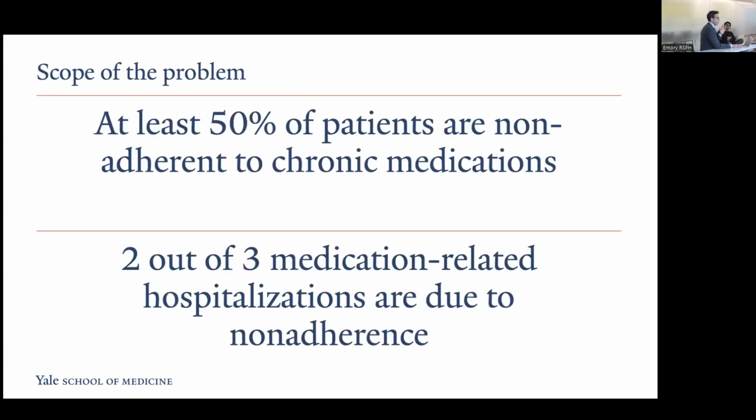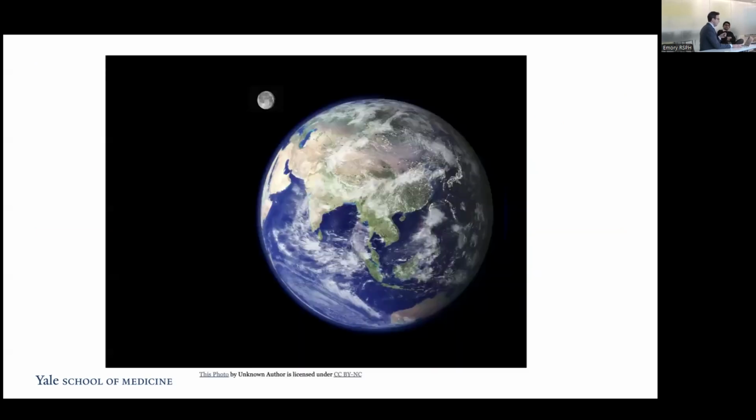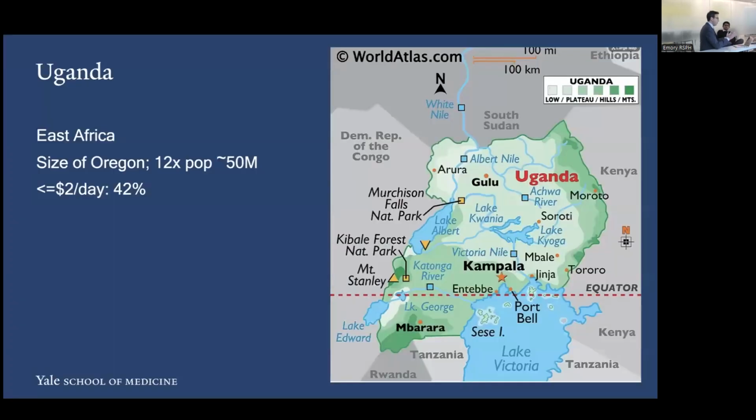So the scope of the problem is great. At least 50% of patients in the United States are non-adherent to chronic medications. 2 out of 3 medication-related hospitalizations are due to non-adherence. But again, I want to try to take a global perspective. And so I'm going to shift, and we'll sort of go back and forth for the next hour between work that I do in Uganda and work that I do here.